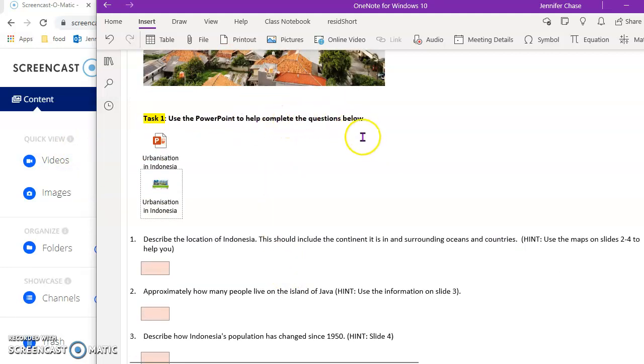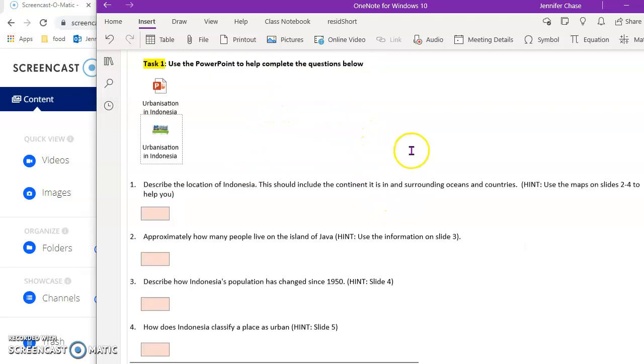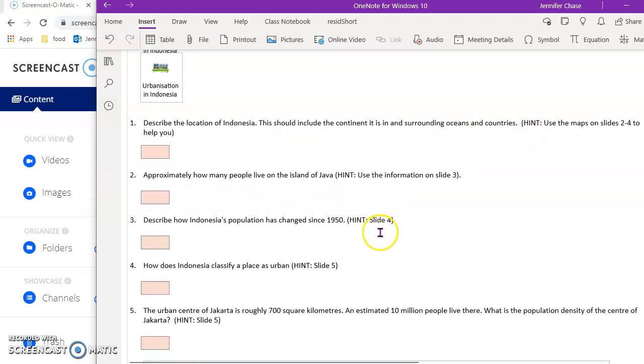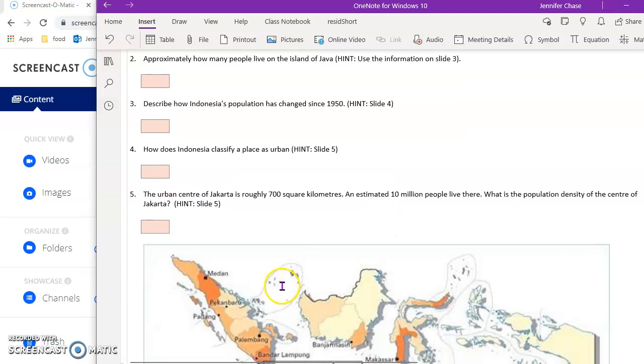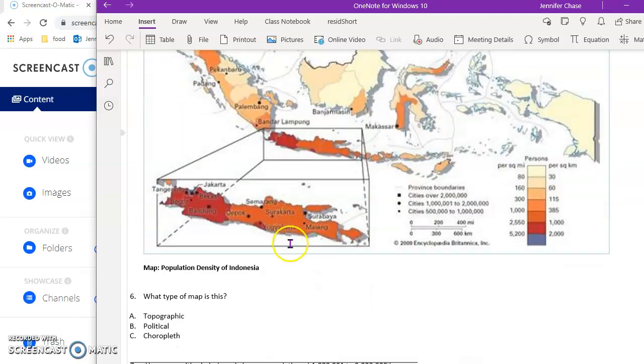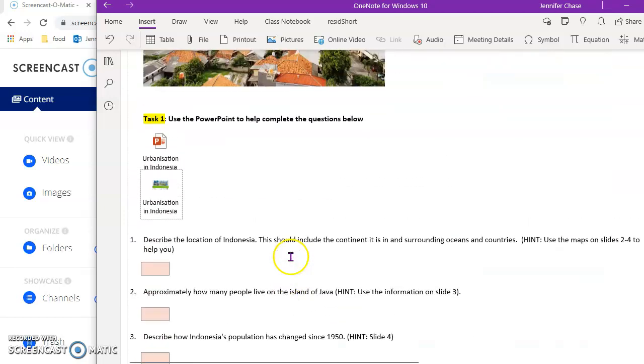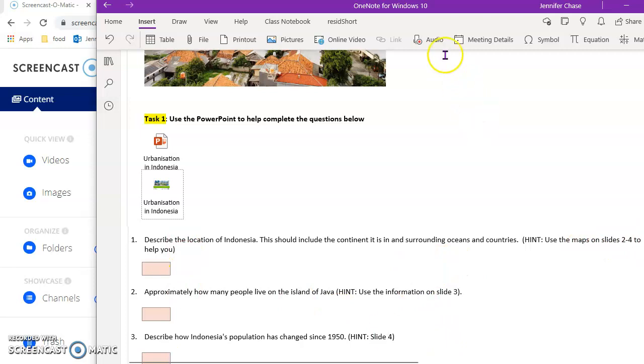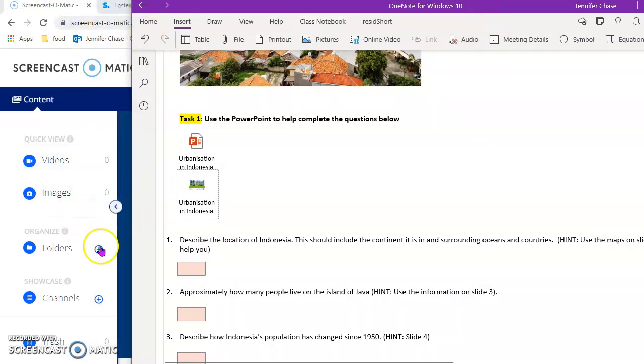Use the PowerPoint to help complete the questions below. You will notice I have put in brackets for you where to find the information, and I'll talk through it with you as well. So the first question we are going to be doing is to describe the location of Indonesia. This should include the continent it is in and any surrounding oceans and countries. Hint, hint, use the maps on slides 2 to 4 to help you do this. Okay, so let's get going.